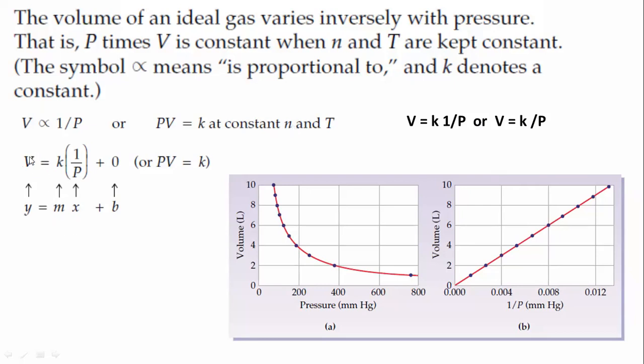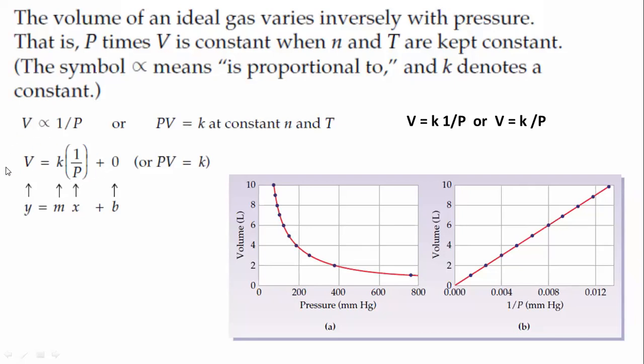So again, this V or the volume is taken on the y-axis because this is the dependent variable, which is going to depend on the pressure. And this pressure is the independent variable, so it is taken on the x-axis. So first you have to decide which one is your y-axis, which one is your x-axis.